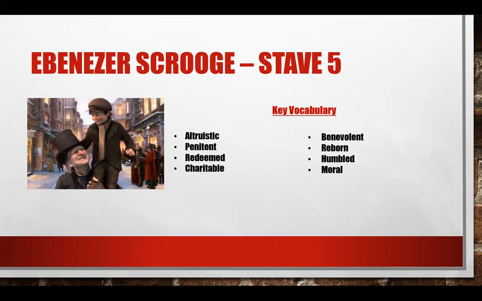We see him right his wrong with the charity workers from stave 1. Benevolent, that is just a fancy word for generous. Okay, but it's much better to use the word generous than benevolent. Fancy. Reborn, very similar to redeemed. He becomes a new person. We've got that quotation, I'm quite a baby, in stave 5, which obviously has connotations of new life, being reborn. Humbled, so he's realised how arrogant he's been.